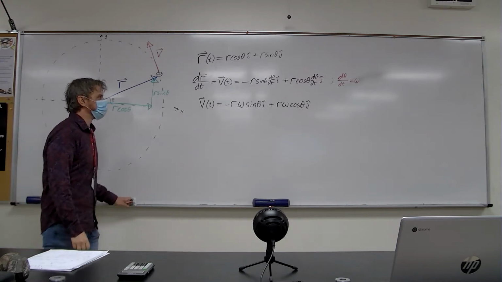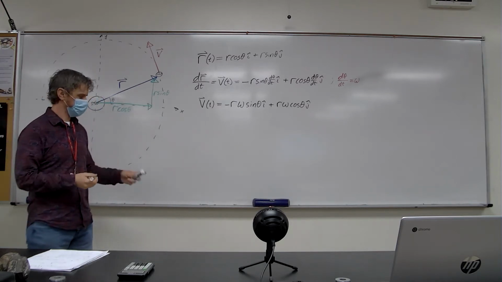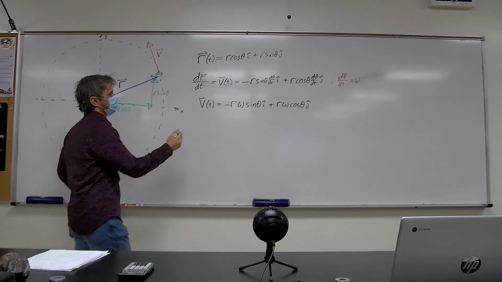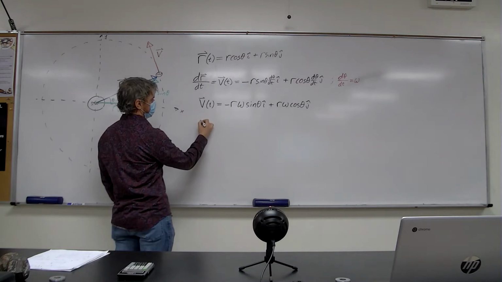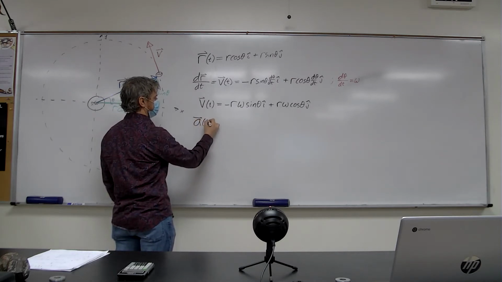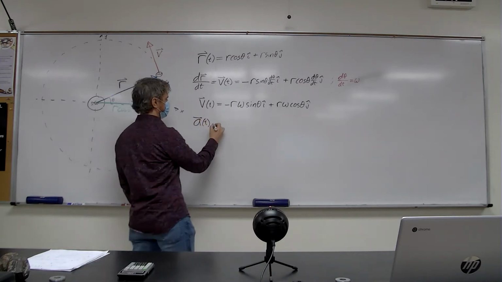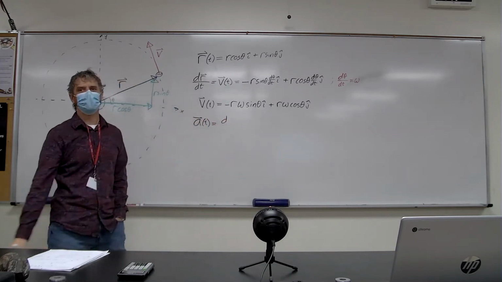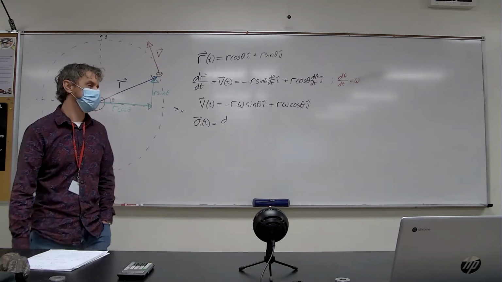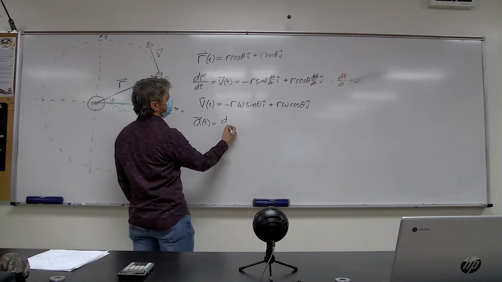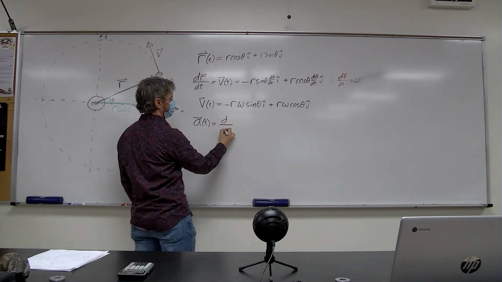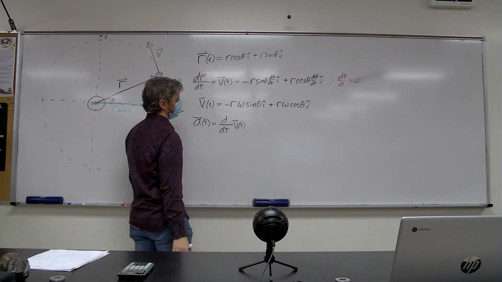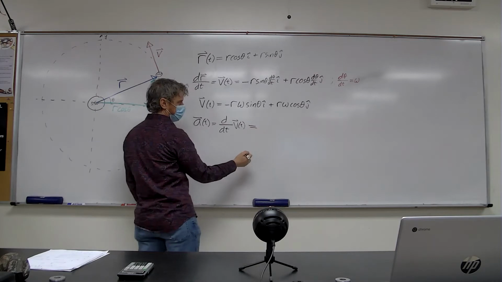Now, just for the fun of it, let's determine the acceleration function. How do I get the acceleration? The derivative of the derivative. You could say the derivative of the velocity function or the second derivative of the position function. So it's going to be the derivative with respect to time of our velocity function, which is going to be, what's this?